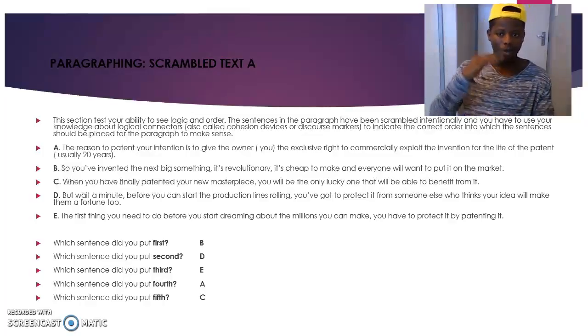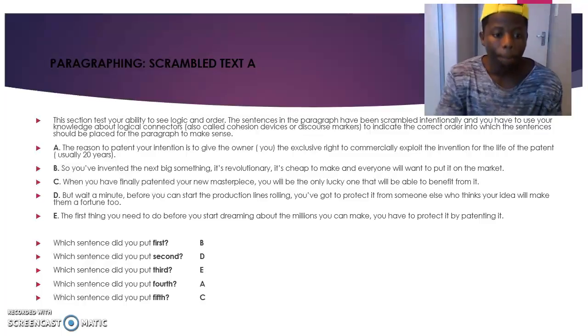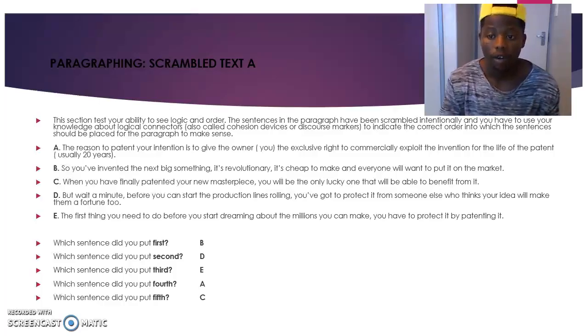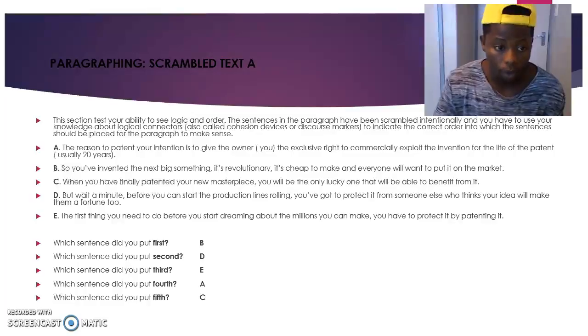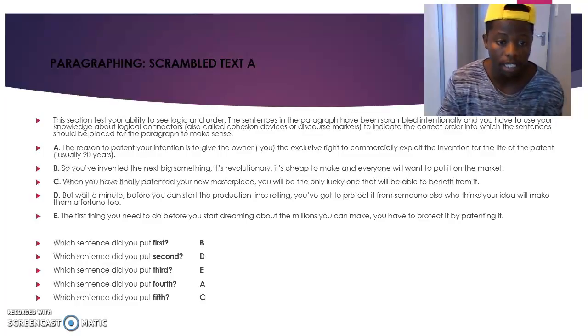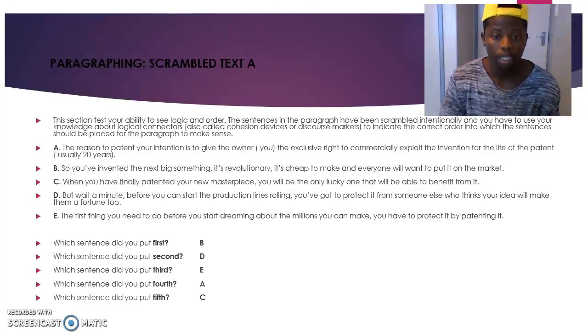These sentences go chronologically. Our next answer, which is number 4, will be A. The reason to patent your invention is to give the owner the exclusive right to commercially exploit the invention for the life of the patent. Now, going forth to the fifth one, which is the last one, it says that when you have finally patented your new masterpiece, you will be the only lucky one that will be able to benefit from it.